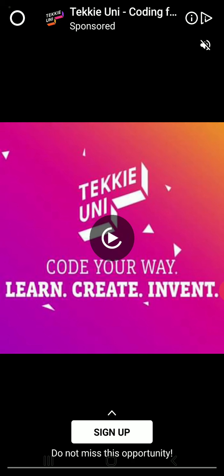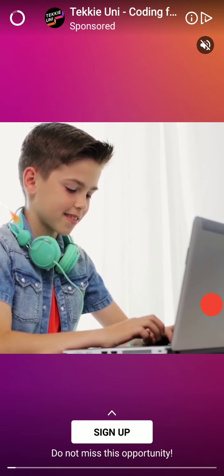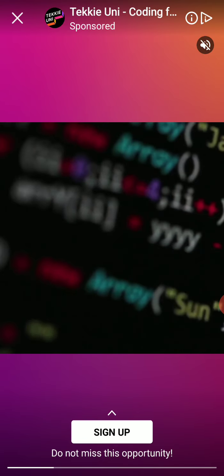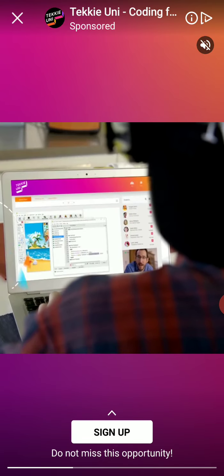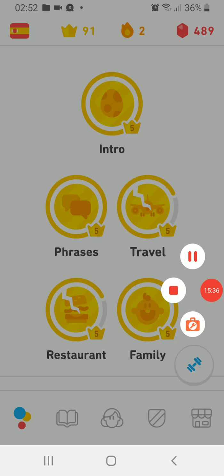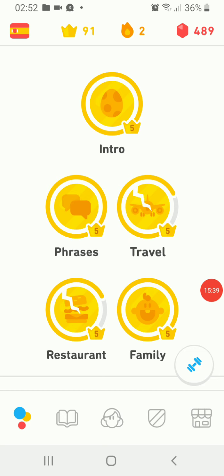Here we go. So we've done this. So here is one ad because I didn't buy the application. If you buy Duolingo, of course, you don't get ads and you're not being disrupted by such things. Okay, so look at the clock. We have approximately 10 minutes.